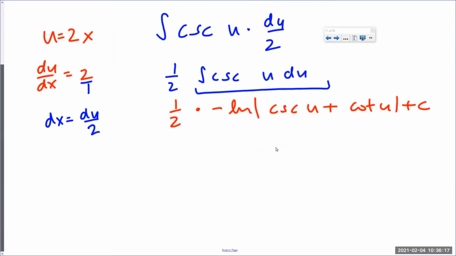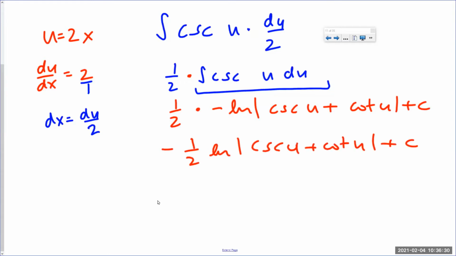And while it's really ugly, what is 1/2 times negative ln? Because remember, this is all multiplied here. That's just negative 1/2 ln of the absolute value of cosecant u plus cotangent u plus c. It's kind of ugly, but it's not that hard, right? It's really not that hard if you know the formula for the integral of cosecant u. All right, let's go to another problem.